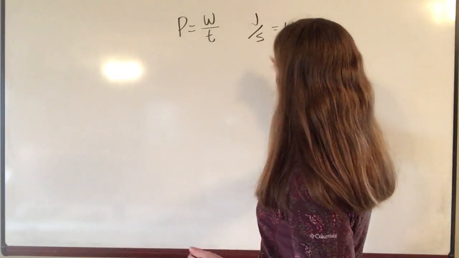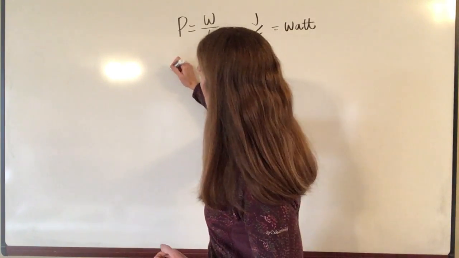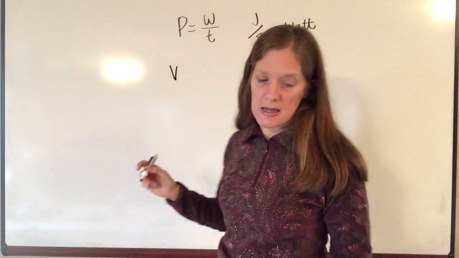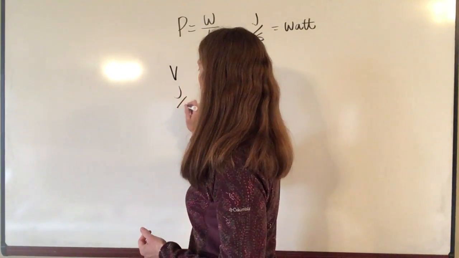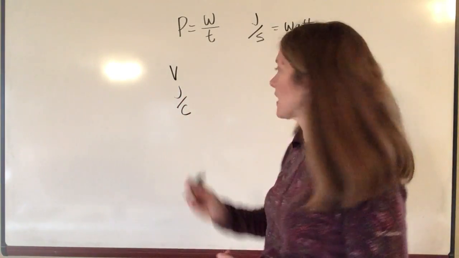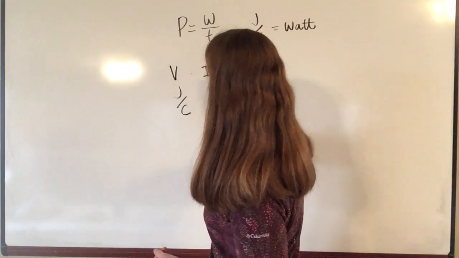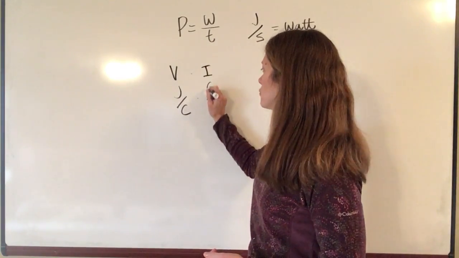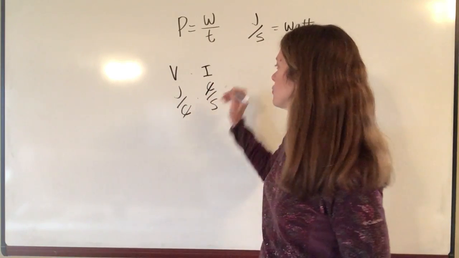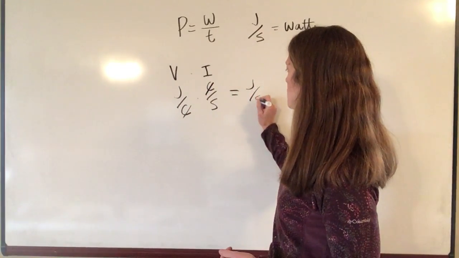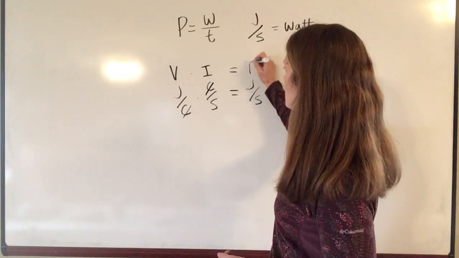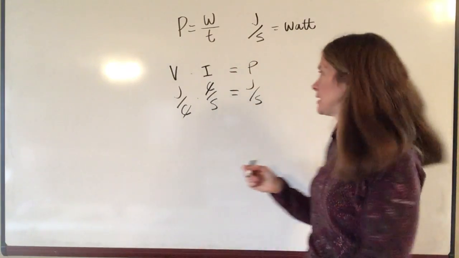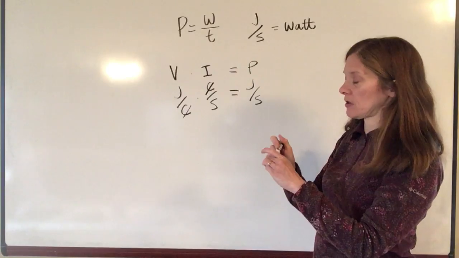Now, we can also talk about power in terms of electricity. Since I know that voltage is measured in joules per coulomb, and current is measured in coulombs per second, if I multiply those two together, the coulombs cancel out, and that gives me joules per second. And so that's also power when I'm talking about electricity.